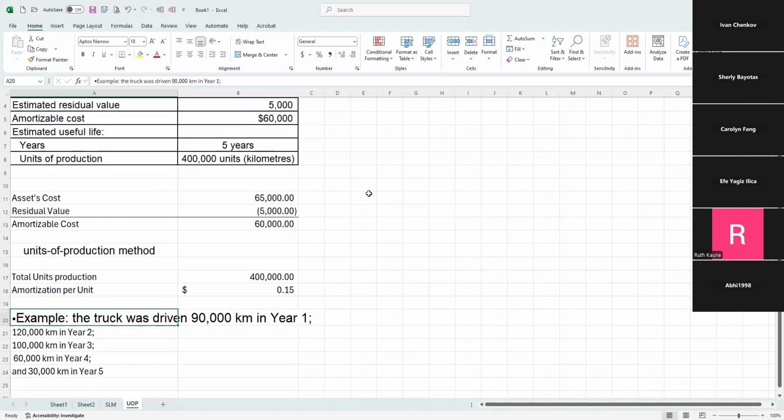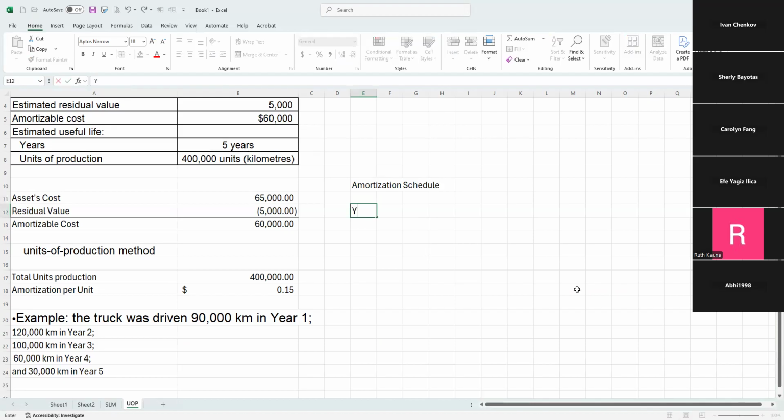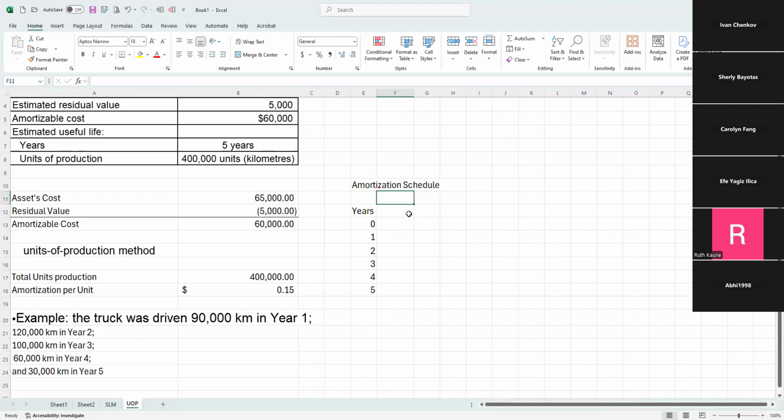So let's go. What do we need? Pretty much the same amortization schedule. What are we going to have? Again, the same years. We're going to start with year 0, 1, and 2, and all the way to year 5. Too many? 6, 5 years. What's the next thing that I need? Obviously, beginning balance.